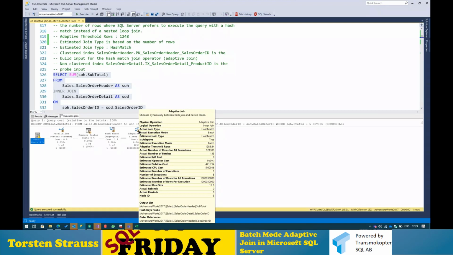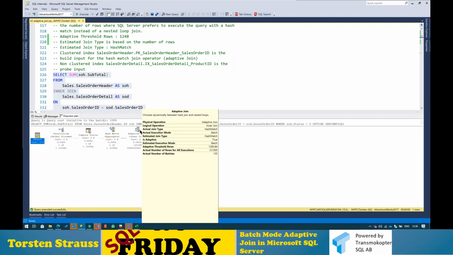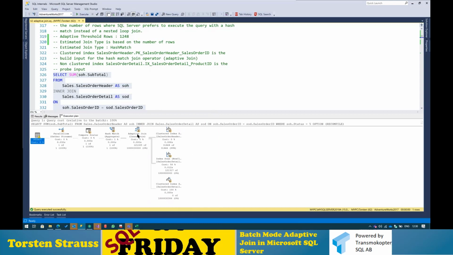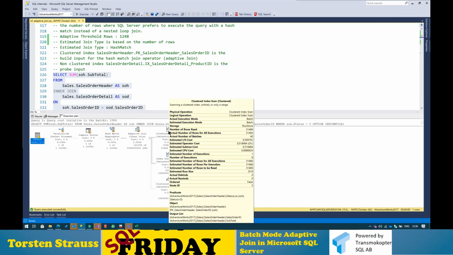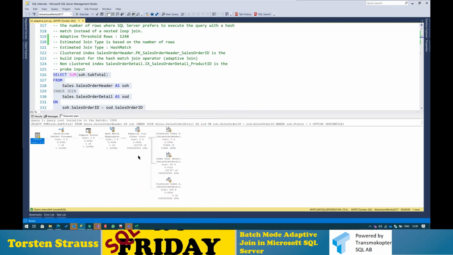The estimated join type is the hash match, and the actual join type is also the hash match. That's perfectly fine, and therefore it is not very surprising that we see a memory grant of 206 megabytes, and the cost is 480. We also see that the adaptive join operator, in this case an inner join, has 3 inputs. We still have the table which is used for the probe phase. Then we have the same table two times, one time for the nested loop input and one time for the hash match join input. This is the only operator, I know at least, which has more than 2 inputs.